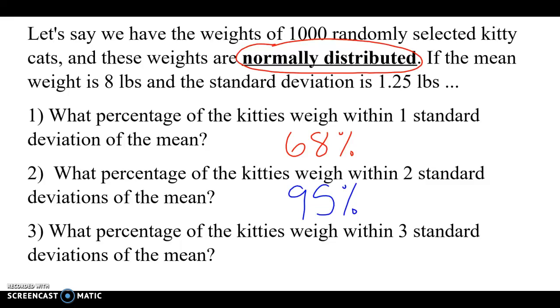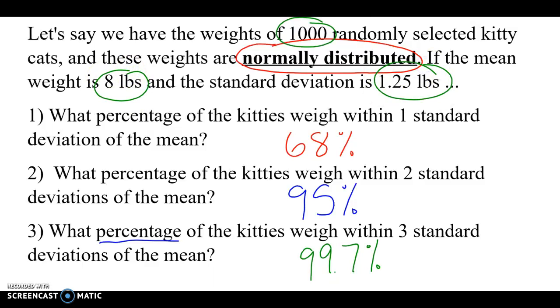And 3 says what percent, that's important, were within three standard deviations. That was our 99.7%. So we didn't need this, we didn't need this, we didn't need this. None of that was needed to know 1, 2, and 3. You just needed to know the percentages of your standard deviations. You need to have those memorized.